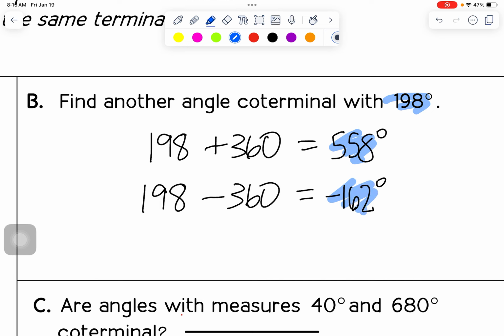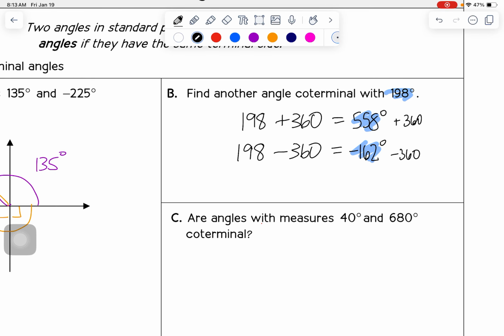I could find more. How could I find more? Well, I'll just add 360 again, or subtract 360 again, and I can do that forever and continue to find coterminal angles. The point we're making here is that the arm gets to 198 degrees, right there, but every time we swing that arm around, it ends up being a coterminal angle. We can swing it forever.